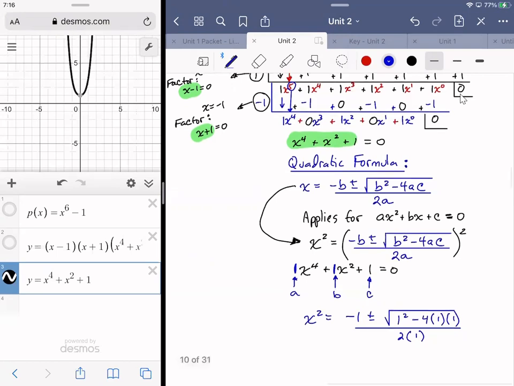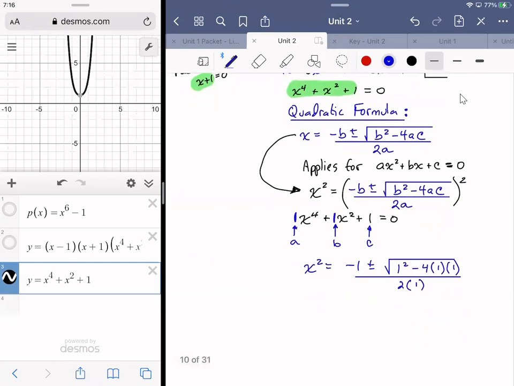All right. So simplifying, I get 1 squared, which is 1, minus 4 is -3, so that's imaginary. That's perfectly fine. We're expecting imaginaries. So we get x squared is equal to all that stuff.